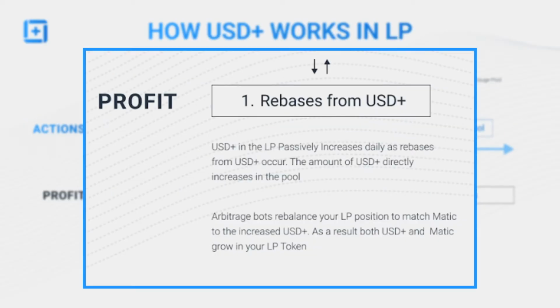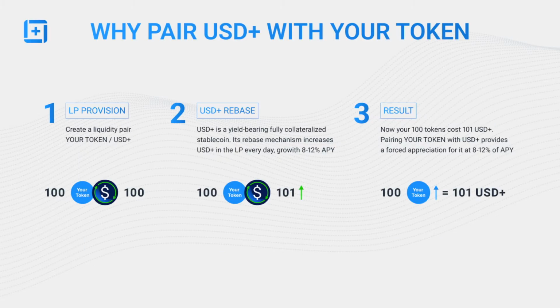And as we know, these rebases are also applicable inside of a liquidity pool. As we learned in the previous video, rebases from USD Plus are still happening within that liquidity pool. Now, here is where the forced appreciation comes into play, because the USD Plus side of that liquidity pool is going to continue increasing, meaning that your now 100 tokens are now worth 101 USD Plus as opposed to the 100 it was prior to that rebase and prior to that forced appreciation.